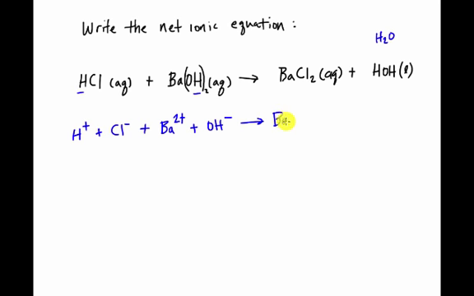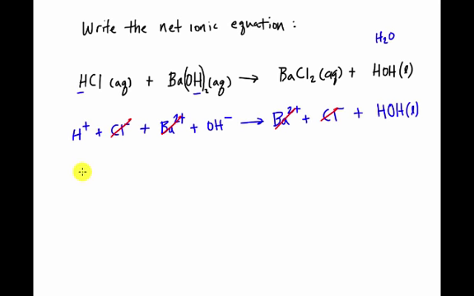So barium 2 plus, chloride, again, don't worry about balancing right now, and then HOH. And I'm going to keep the liquid here just to remind myself. And I come back and I cross off the ions that aren't doing anything. Hydrogen goes from an ion to molecular water. Chloride doesn't do anything. Get rid of it. Barium doesn't do anything. Get rid of it. Hydroxide goes from an ion to molecular water.